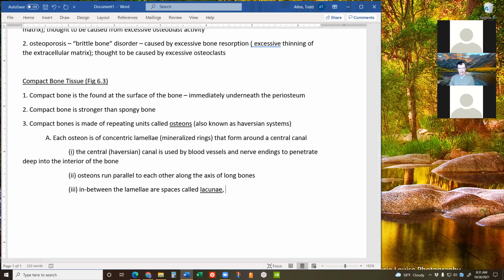Lacunae, and these lacunae are actually crevices or pockets inside the bone tissue itself that will be deep enough to hold a cell, like an osteocyte. So, for example, if you could imagine walking along the Gettysburg battlefield immediately after the Gettysburg Battle of the Civil War.